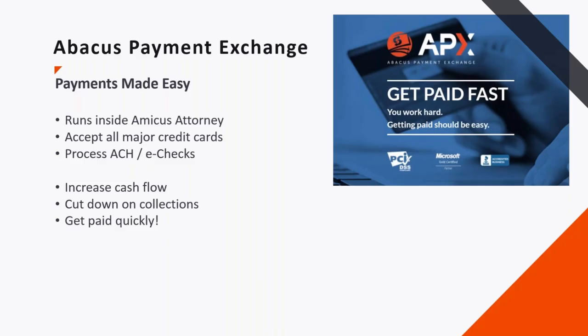So let's start out with what is APX. Really, we talk all about its payments made easy. So what we have here is a secure credit card and ACH payment processing tool. The idea is this is now integrated inside of Amicus Attorney, and we can handle any of your payments as well as trust receipts. The idea is any of your credit cards, so Visa, MasterCard, American Express, Discover, or any of your ACH. So if you have a client's account and routing number, we can have direct withdrawals as well.